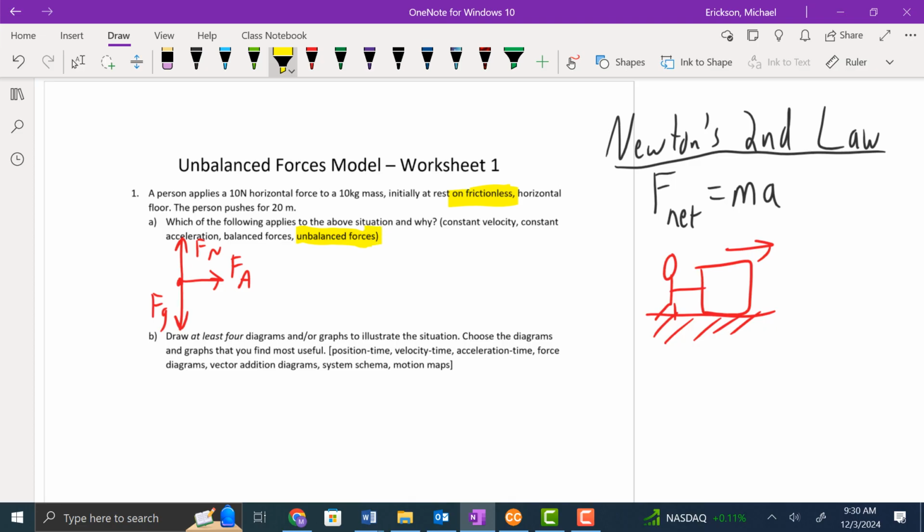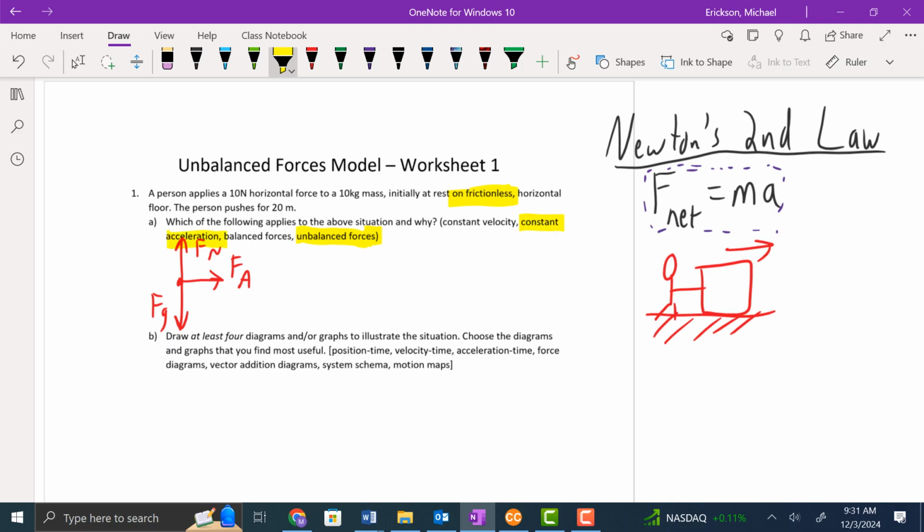And according to Newton's second law, F net is equal to ma. So I'll say this. If you have no acceleration, you have no net force. If you do have acceleration, then you have to have a net force. So it'll also be constant acceleration.